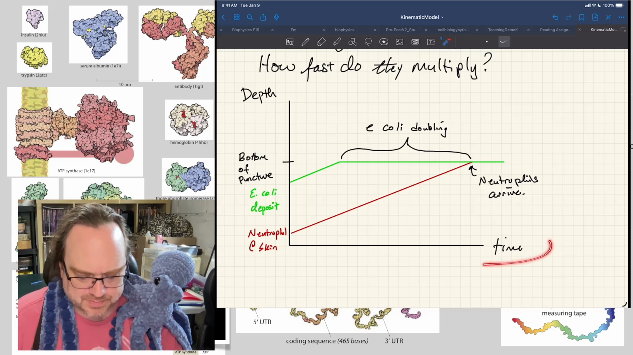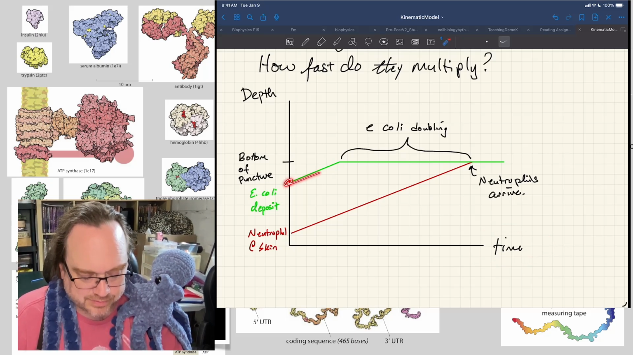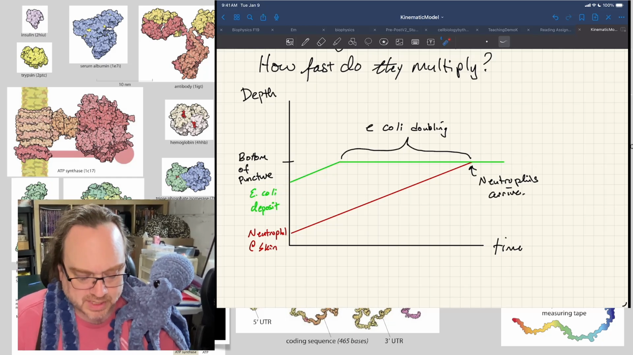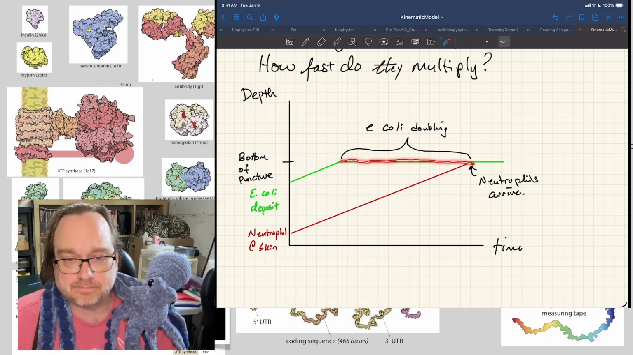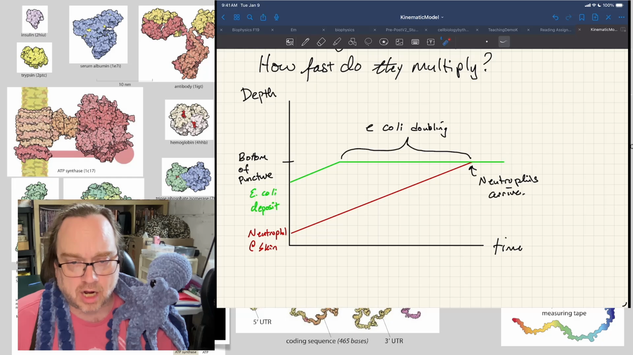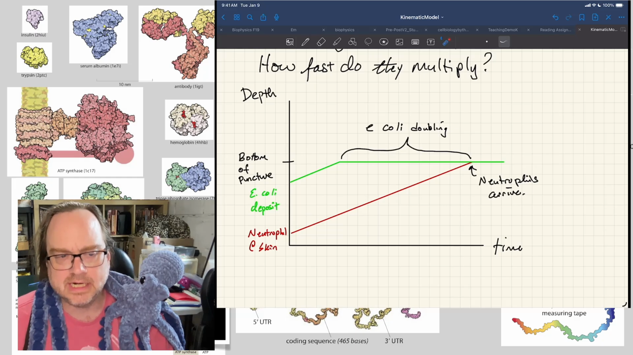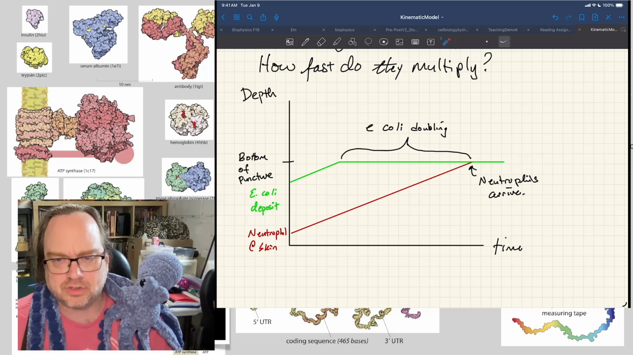And so here's my time axis. And so the idea is the E. coli get deposited here. They swim into the bottom of the puncture. And then they stop moving because they've got what they want. And they are now just doubling. Right? And so you have to ask yourself, how long have these E. coli been sitting here? Have they gotten to double? What does infection look like?